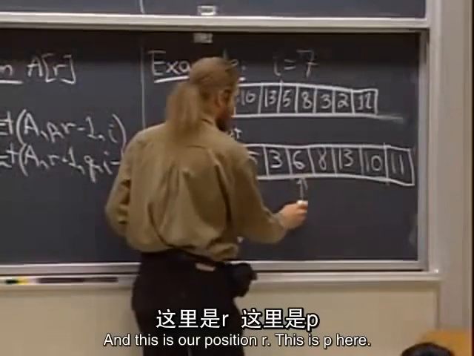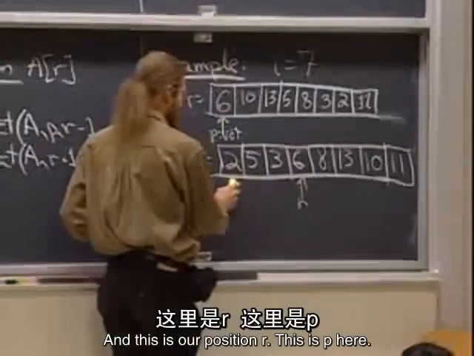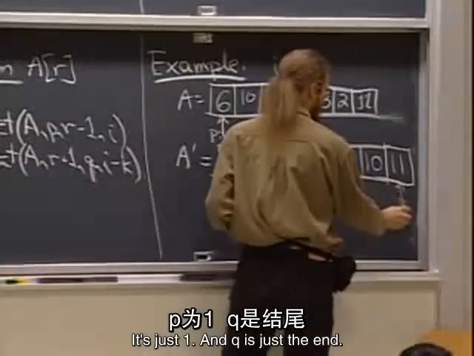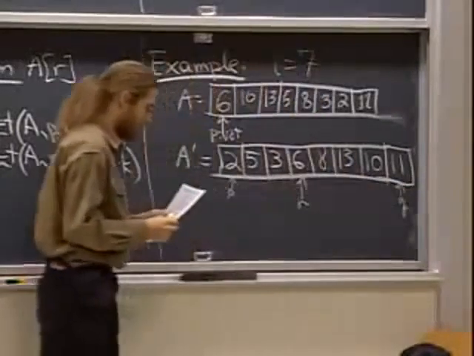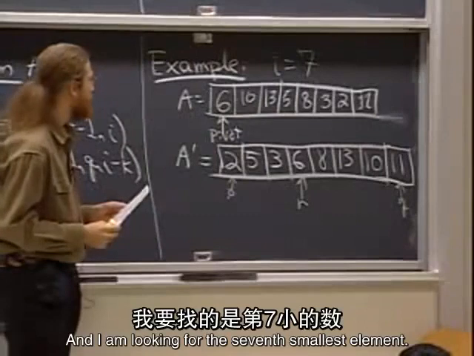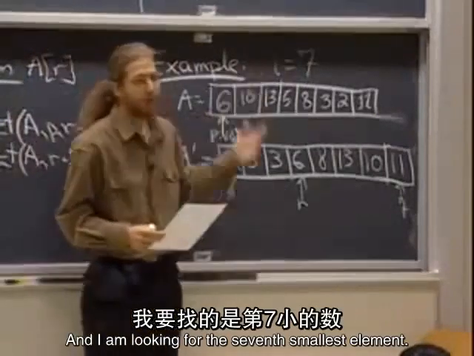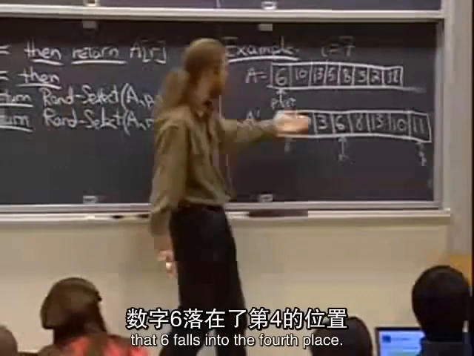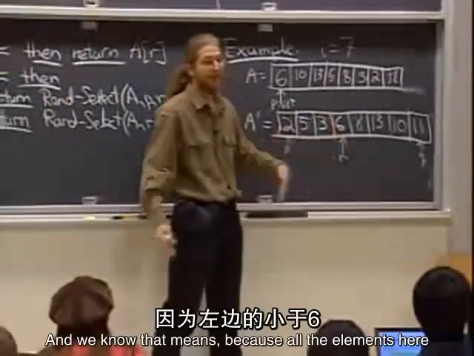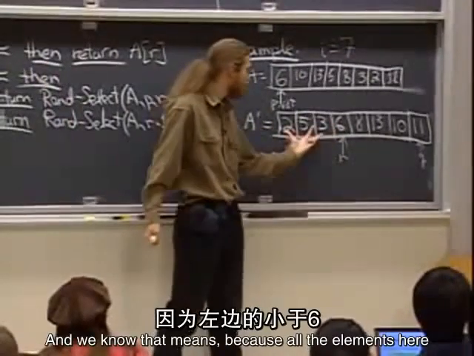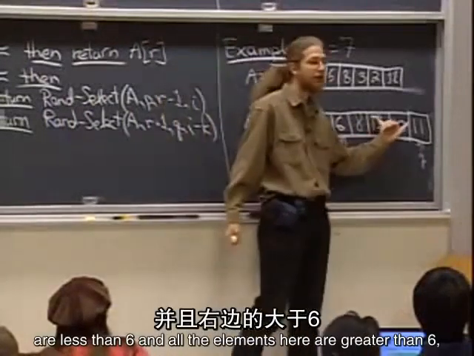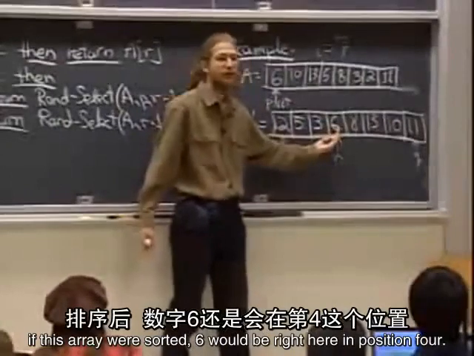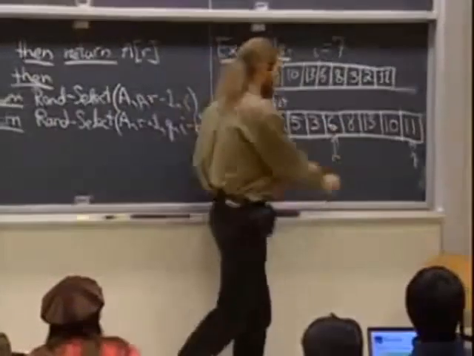And this is our position R. This is P, here it's just 1. And Q is just the end. And I'm looking for the seventh smallest element. It happens, when I run this partition, that 6 falls into the fourth place. And we know that means, because all the elements here are less than 6 and all the elements here are greater than 6, if this array were sorted, 6 would be right here in position 4. So R here is 4.